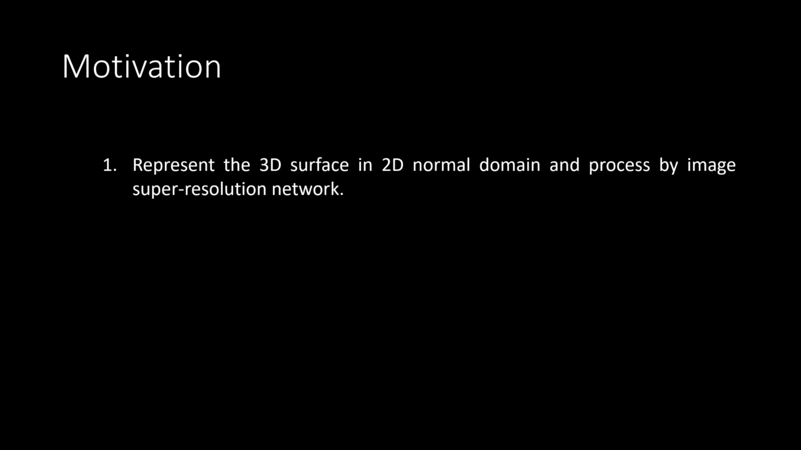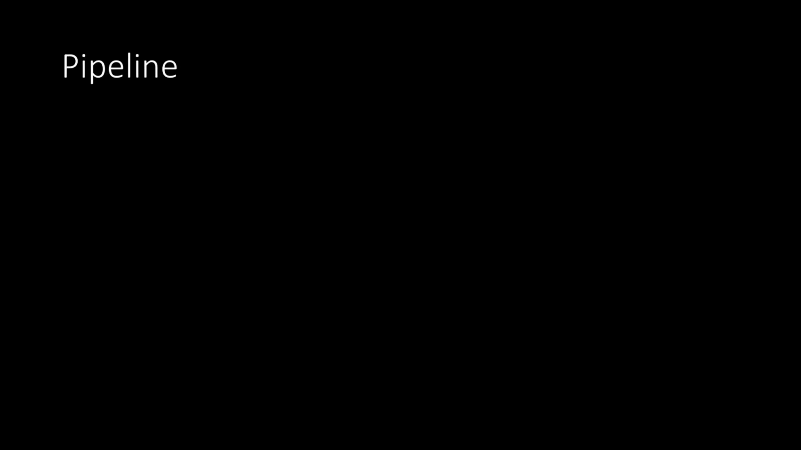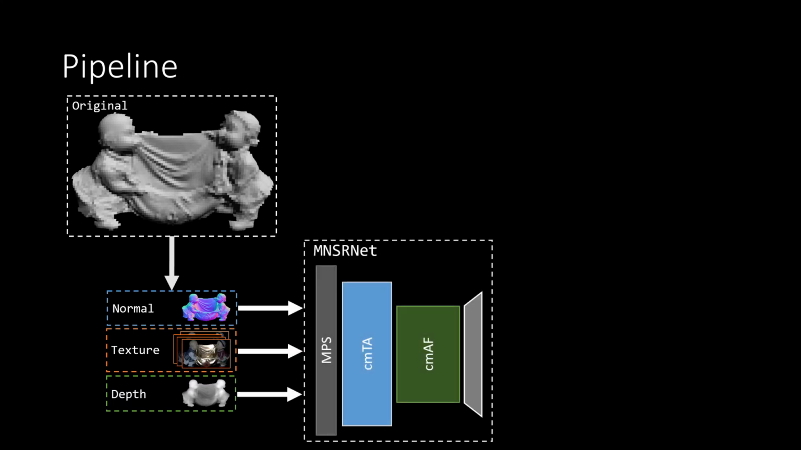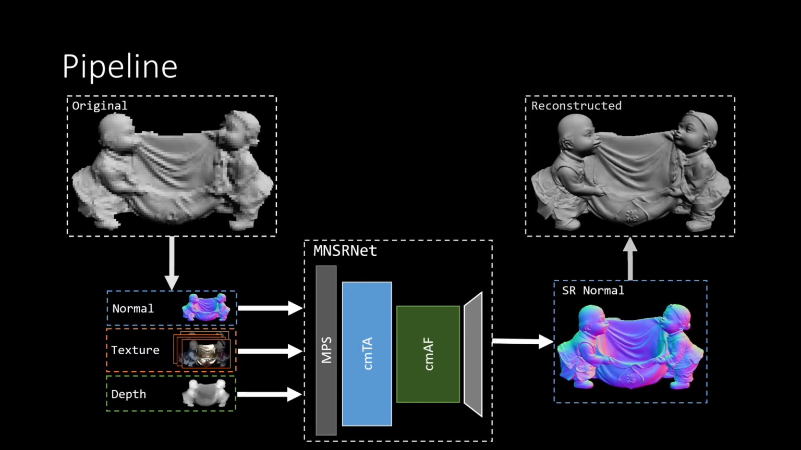In comparison with the above methods, we choose to carry out the 3D surface super resolution problem in the 2D normal domain. Then we introduce multimodal information to improve the effectiveness of our super resolution network. Finally, we collected a new dataset for the training of the network. More specifically, first, we obtain texture, depth, and normal data from the LR 3D surface. Then, these modality inputs are fed to our MNSRNet to generate a high-resolution normal map. Finally, the SR 3D object surface is reconstructed from the enhanced normal map.